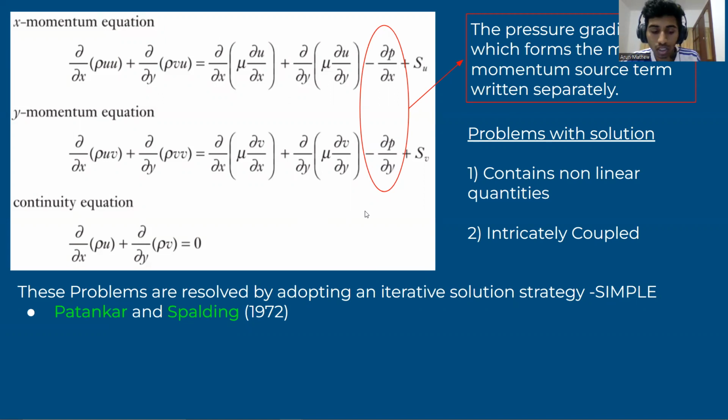The first problem is the non-linearity of the quantities. We can see that the first term of the x momentum equation is the x derivative of rho u square, and the first term of the y momentum equation is the y derivative of rho v square, which are not linear.